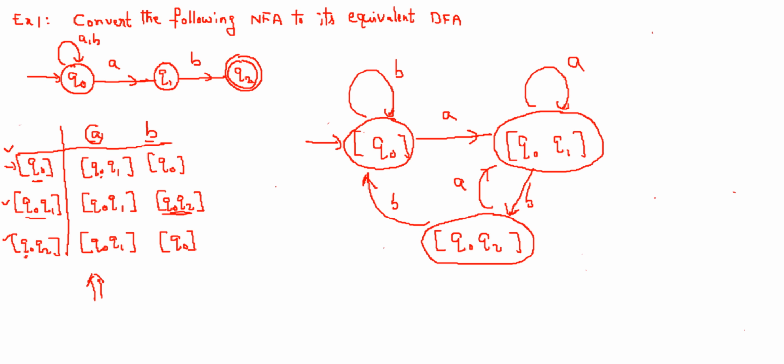Now what is the final state? Here in the NFA, the final state is Q2. The states linked with Q2 will be the final state, so here this is the final state in the DFA. So this is the way of converting an NFA into its equivalent DFA. It's not a very difficult concept. You can simply convert an NFA into its equivalent DFA just by looking at the transition tables. Okay, thank you for watching this video.